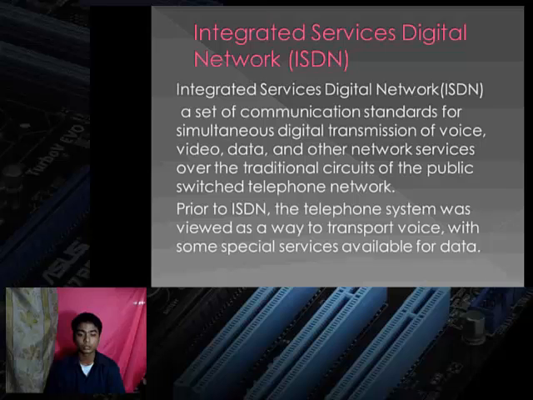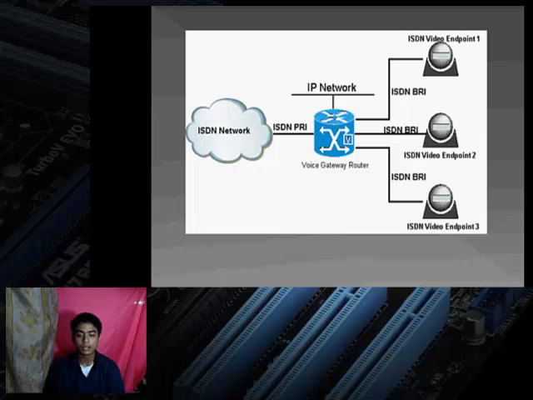Integrated Services Digital Network, or ISDN. ISDN is a set of communication standards for simultaneous digital transmission of voice, video, data, and other network services over the traditional circuits of the public switched telephone network. Prior to ISDN, the telephone system was viewed as a way to transport voice, with some special services available for data. There are several kinds of access interfaces to ISDN, defined as the basic rate interface, primary rate interface, and broadband ISDN.